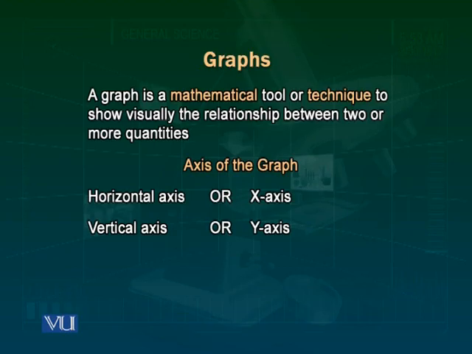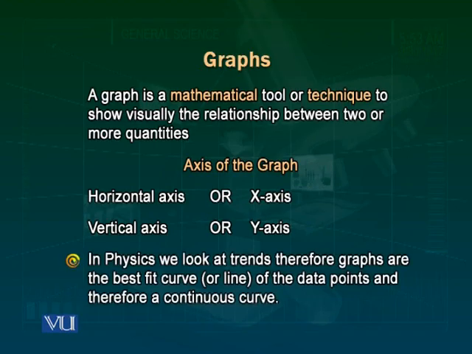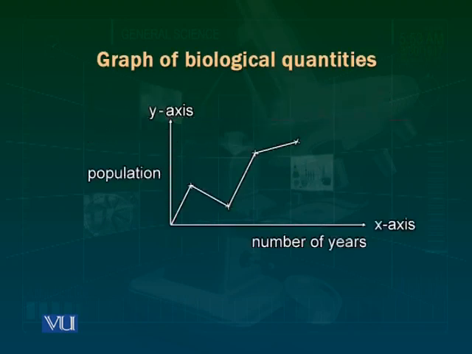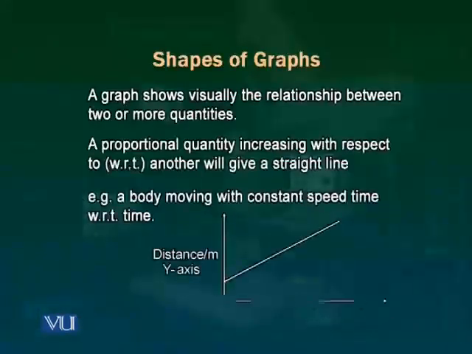There are different styles of graph. In physics and in biology, for example, we have different styles of graph. In physics, because we are looking at trends, we will always have a continuous curve or a continuous straight line. In biology, on the other hand, we are looking at living specimens, and therefore the lines would not necessarily be straight. They will be from data point to data point. For example, if at point A there were 10 living specimens, and at point B there were 8 living specimens, we will just join the two points to indicate that in this range the number of specimens were reduced from 10 to 8.